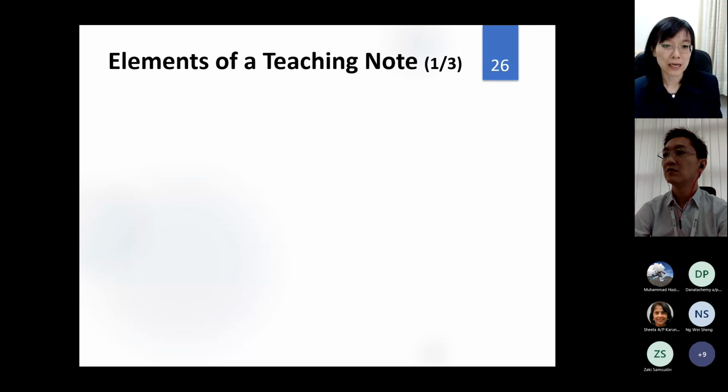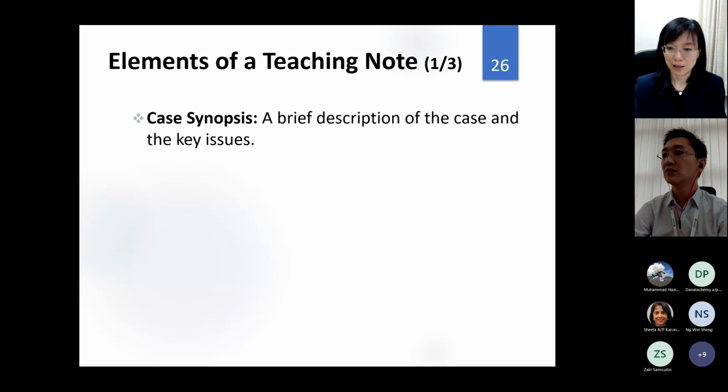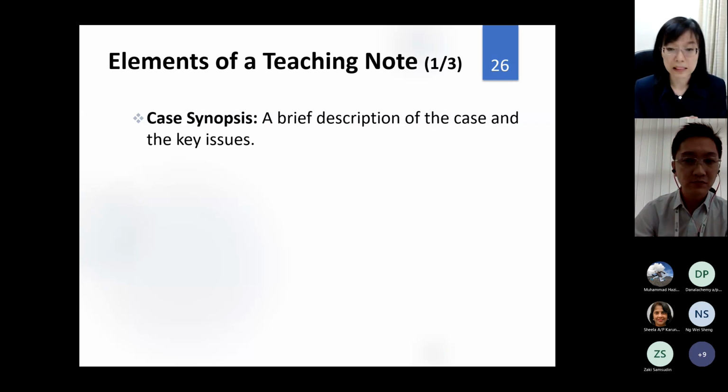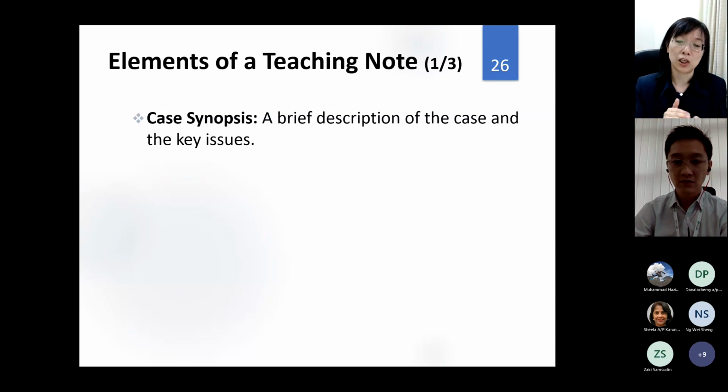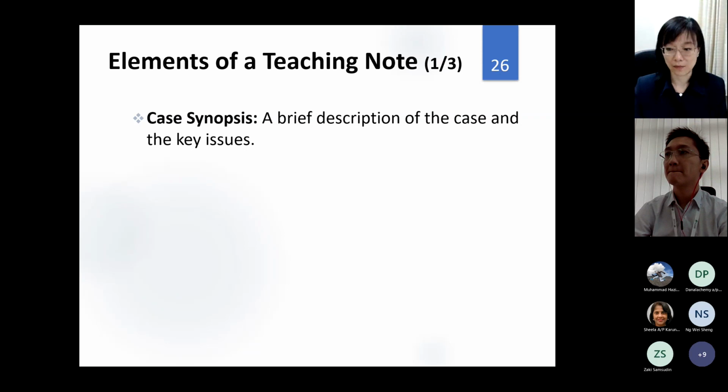Okay, so what are the elements of a teaching note? I think very standard is you must have a case synopsis. This gives you a brief description of the case and the key issues that should be answered in the case itself. Okay.